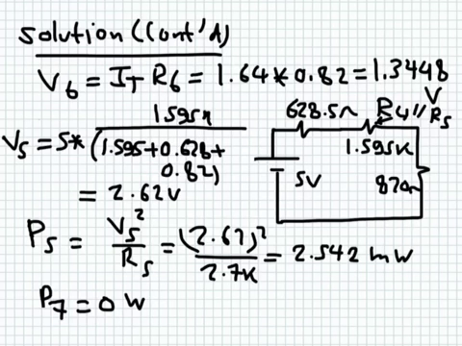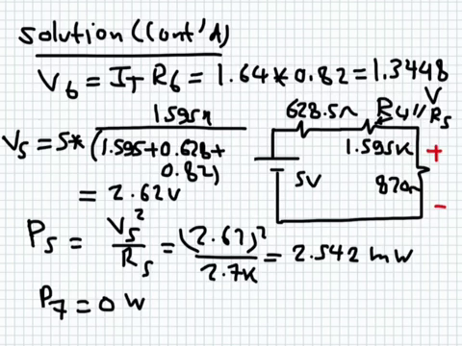As we said, V6, the voltage drop across R6, is this one here. This is simply I total multiplying R6 here, so 820 ohm, you end up with 1.3448 volts. Okay?